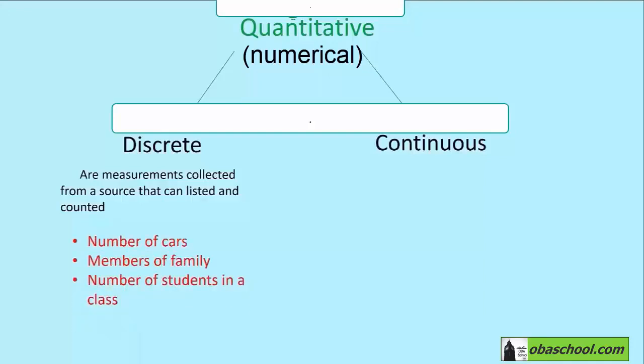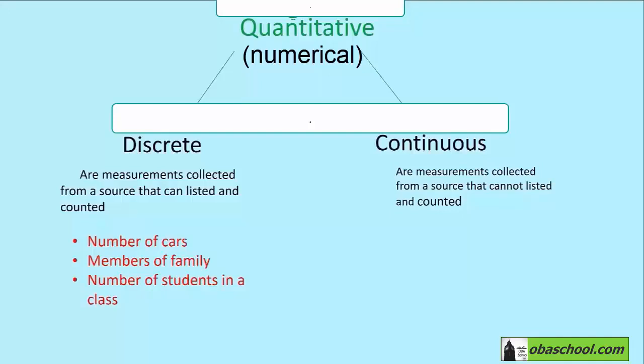Discrete data are measurements collected from a source that can be listed and counted, such as the number of cars, members of a family, number of students in a class. It is basically something that is not going to change and can be counted. You can count them and list them.